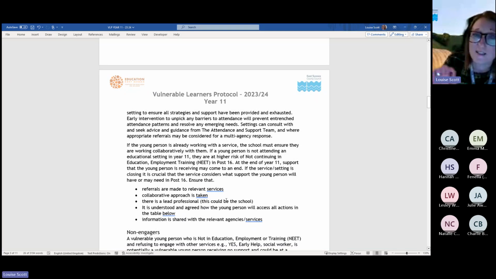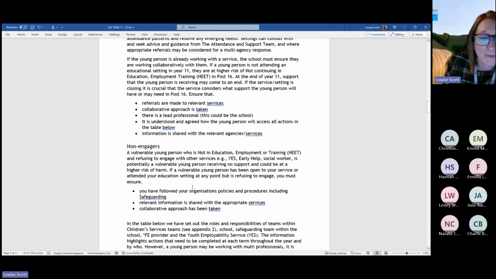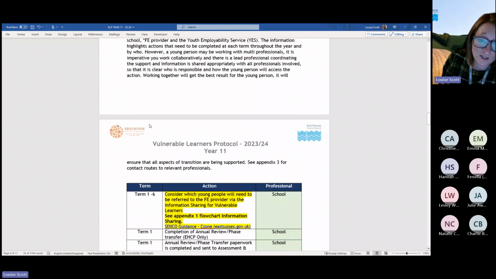As I say, this paragraph is slightly different for post-16 due to that statutory responsibility. And then non-engagers, this really talks about linking in with other services. So a vulnerable young person who is not engaged. Are you linking in with the right services? Have you followed your policies and processes and referred to the right people? So that's just a reminder there for settings and services.